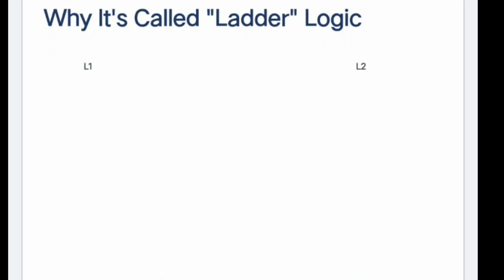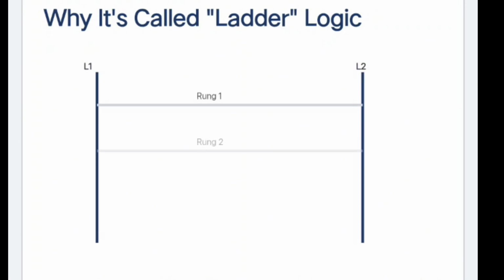An electrician designing that panel would draw the circuit on paper: two vertical power rails, and horizontal lines connecting them, each one a control circuit. Because it looked like the rails and rungs of a ladder, the name stuck.